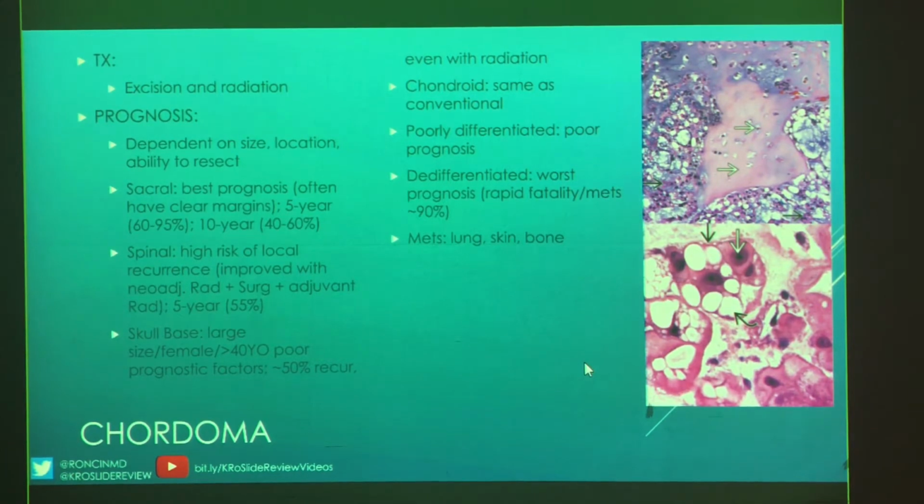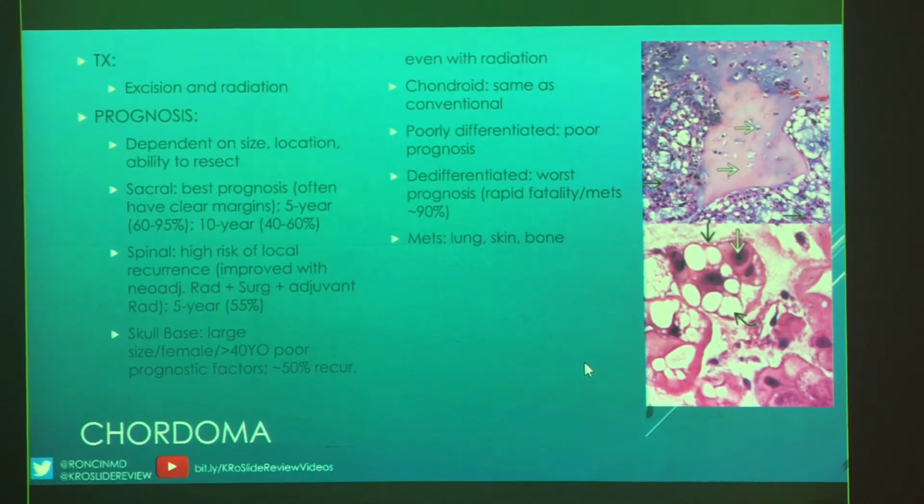So definitely not as good as the sacral tumors, but still not too terrible. The skull-based tumors tend to have poor prognostic factors if they're related to large size, female gender, or if they're greater than 40 years old, which, remember, is the majority of these tumors, diagnosed in people over the age of 40. And all of those are poor prognostic factors. And with the skull base, even if they radiate them, about half of them will recur.